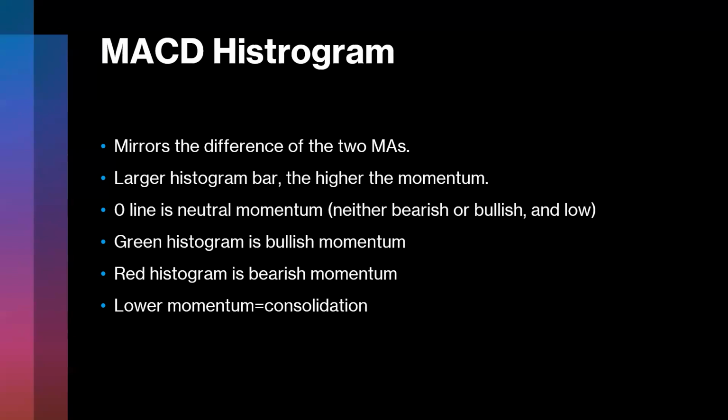Now the 0 line, which is basically the line where you don't see a histogram on the bottom or the top, where momentum is neutral or quote unquote 0, that is the bullish and bearish line. Okay. If you're over that 0 line, you are bullish. Okay. Even if you have a bearish crossover in the bullish counterpart, it's still bullish momentum. Okay.